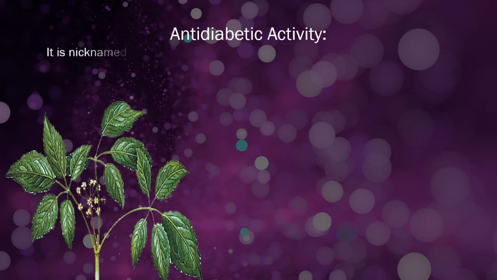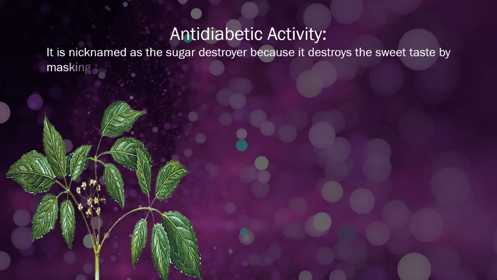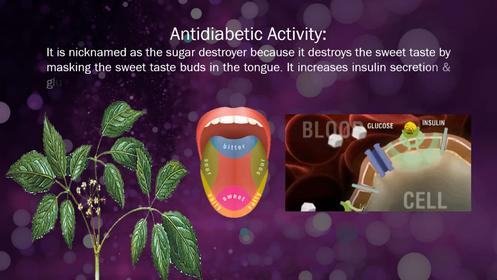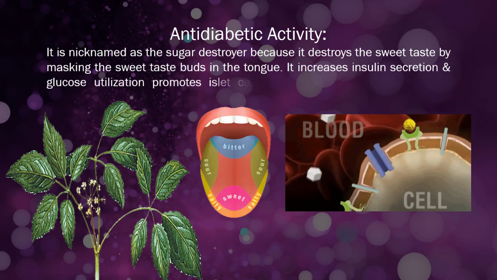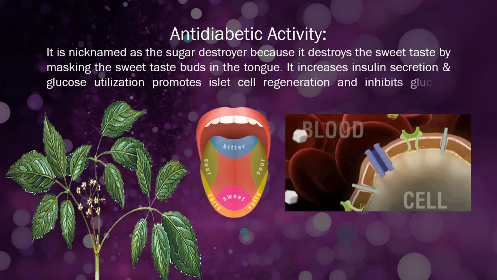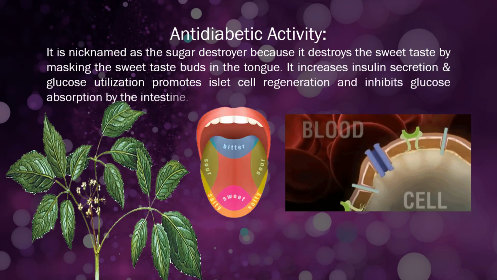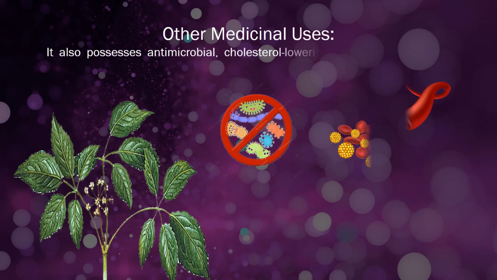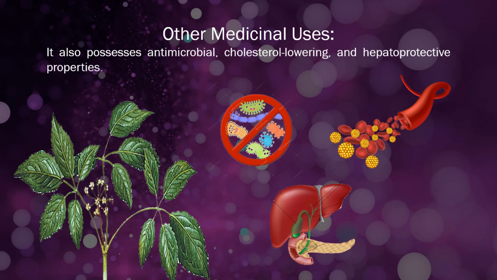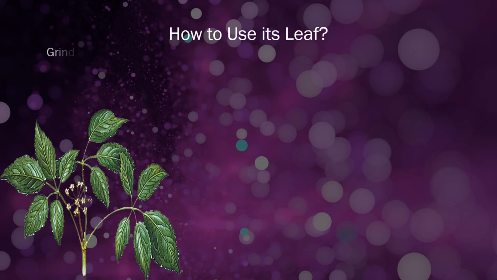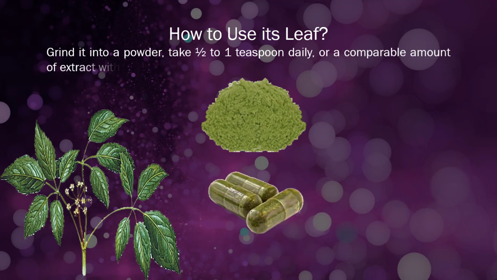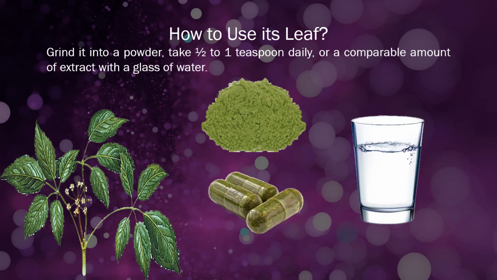It is nicknamed the sugar destroyer because it destroys the sweet taste by masking the sweet taste buds in the tongue. It increases insulin secretion and glucose utilization, promotes islet cell regeneration and inhibits glucose absorption by the intestine. Other medicinal uses. It also possesses antimicrobial, cholesterol lowering and hepatoprotective properties. How to use its leaves. Grind it into a powder. Take half to 1 teaspoon daily or a comparable amount of extract with a glass of water.